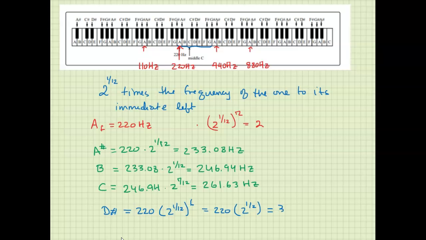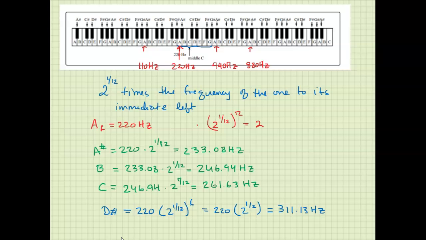This is 311.13 hertz. All right, cool. So here's an application of exponentials to music.